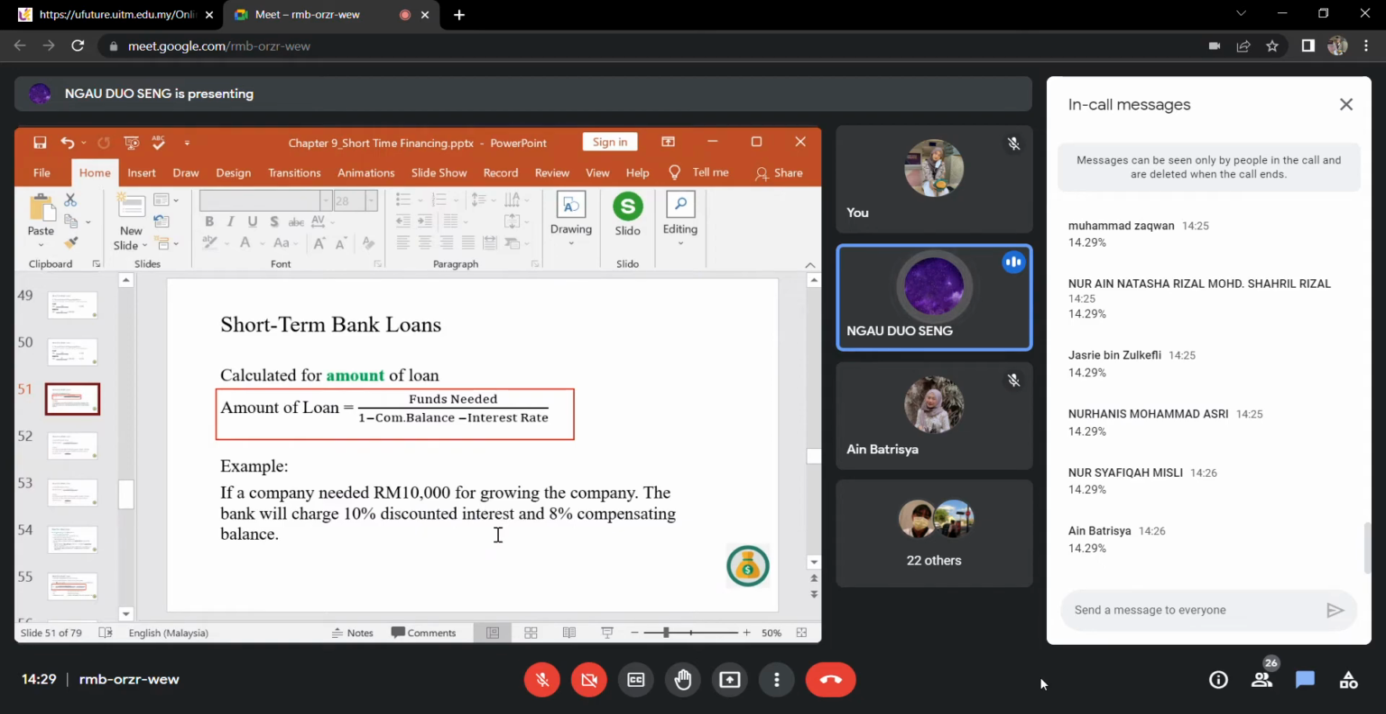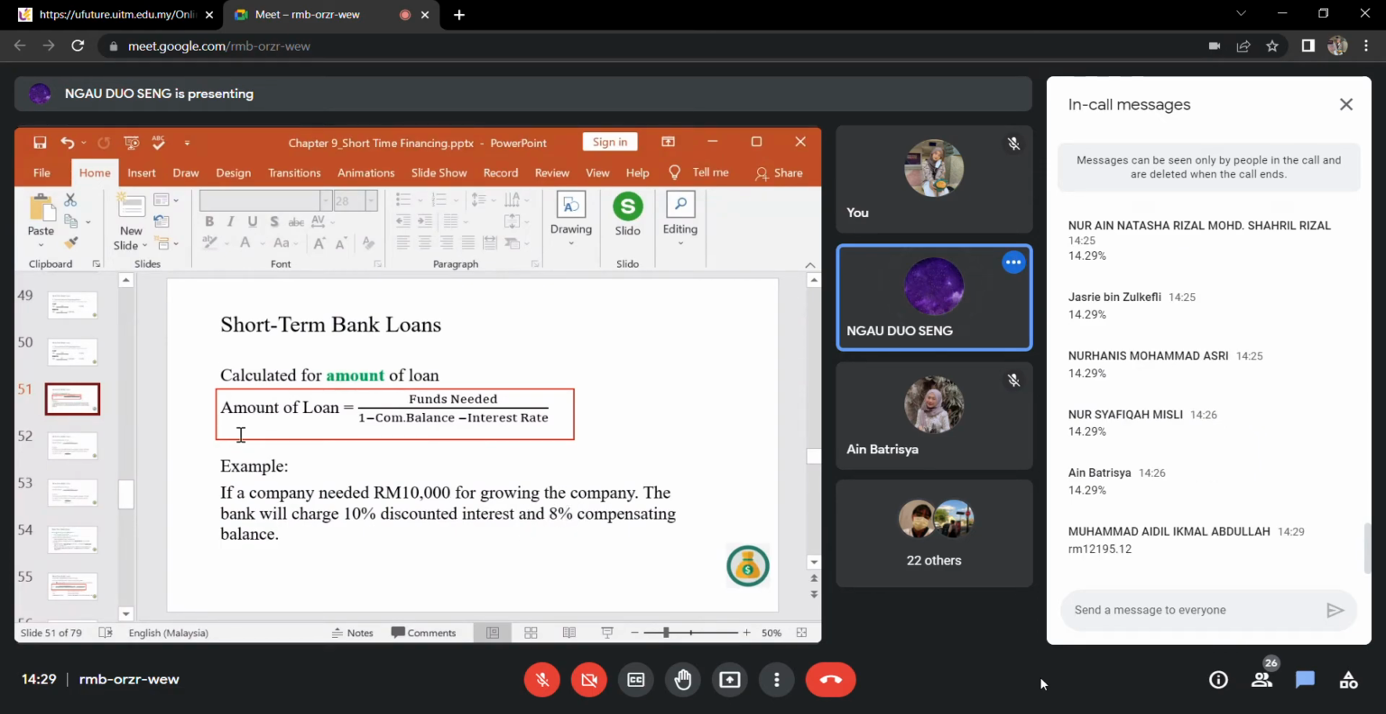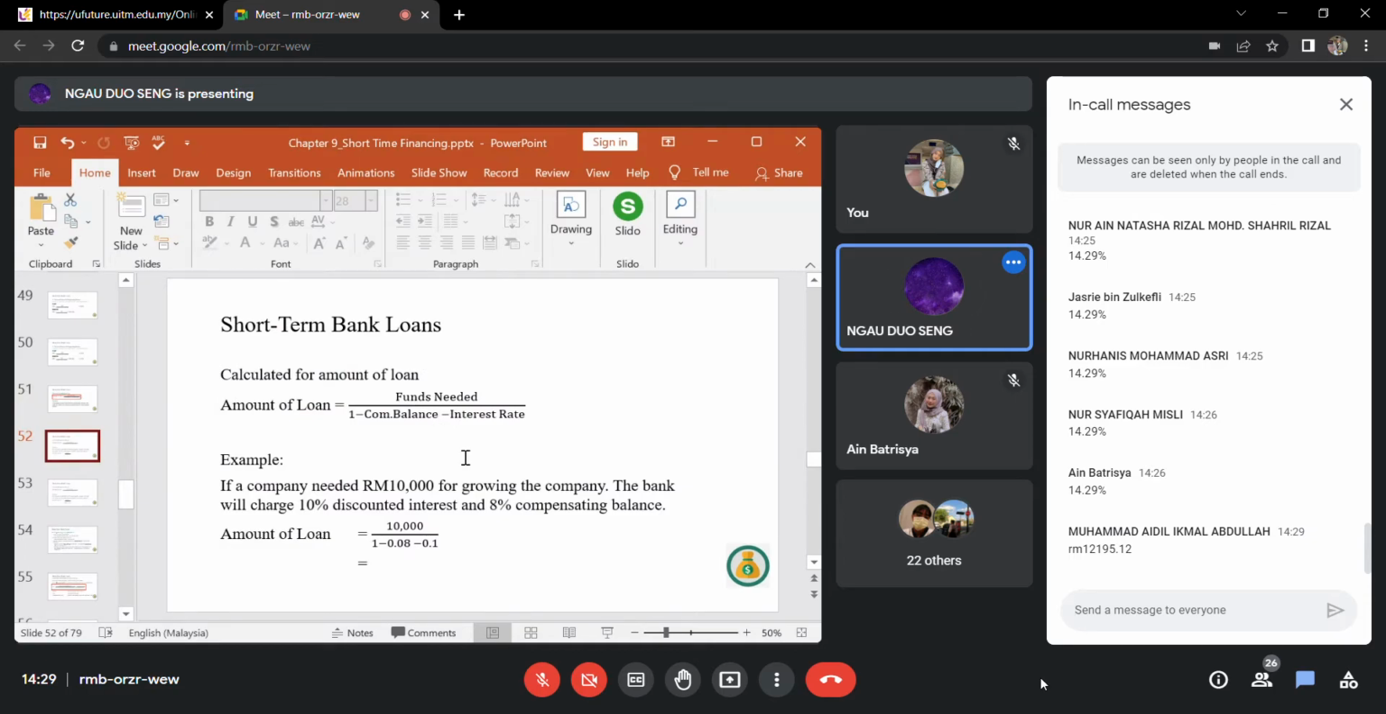So this one, contoh yang ini. This is the formula we use to calculate. So I think this one, can you calculate? Fund needed adalah 10,000. Compensating balance percentage adalah 8%. And then interest adalah 10%. Sebab sini guna 1, so you need to convert, kena tukar kepada decimal point. Alright, so here we have 10,000 divided by 1 minus 0.08 minus 0.1.